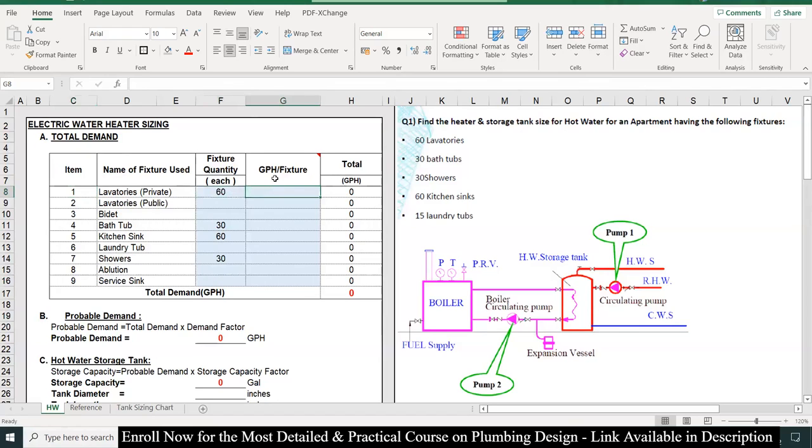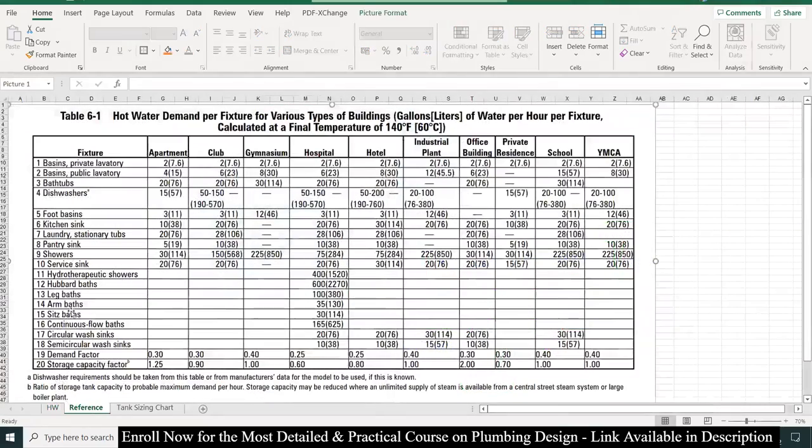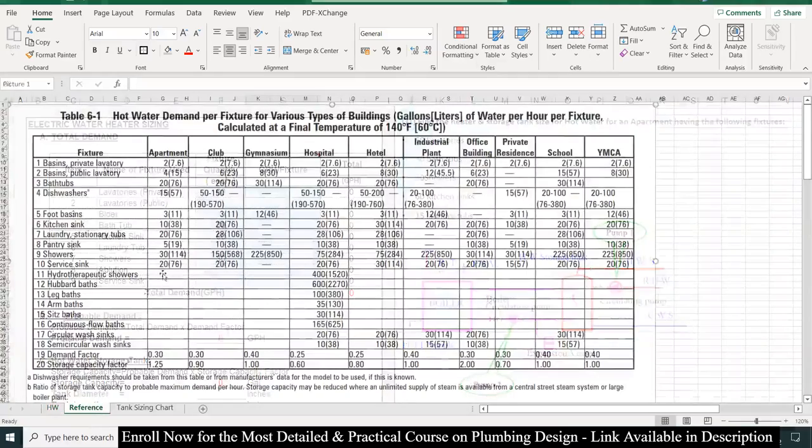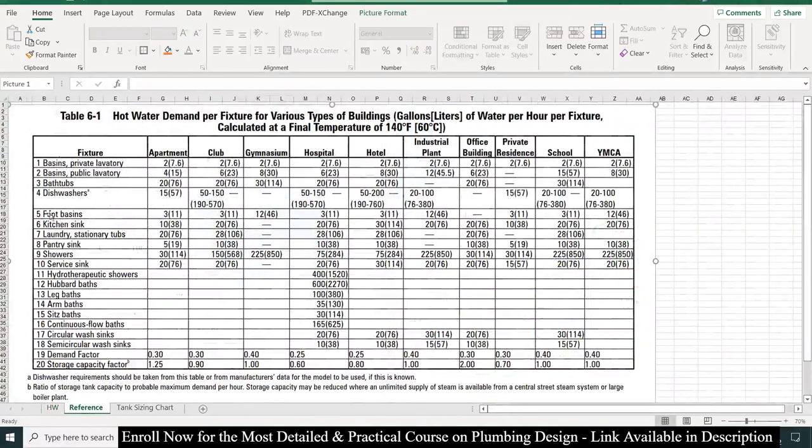Now we have to write the GPH. GPH stands for gallons per hour per fixture. What is the gallons per hour requirement for each and every fixture? We have to write it down. You will get this as per SPA chapter 6 table E. In this table, we have the fixture column, then different applications: apartment, club, gymnasium, hospital. In each column you will find the values in gallons per hour or in liters per hour. The bracket values are in liters, and without bracket it is in gallons. So we need the value which is in gallons.